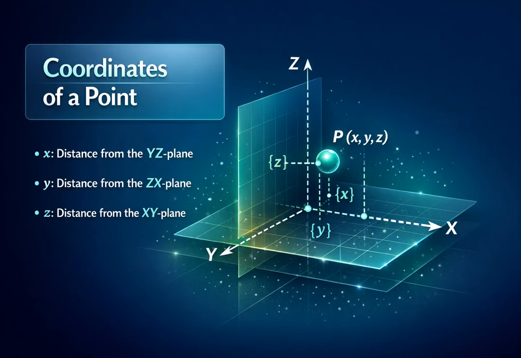A point P in space has 3 coordinates, x, y, z. The x-coordinate is the perpendicular distance from the YZ plane. The y-coordinate is the perpendicular distance from the ZX plane. The z-coordinate is the perpendicular distance from the XY plane. Together, these 3 numbers uniquely determine the point's position in space.